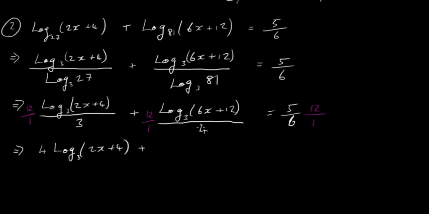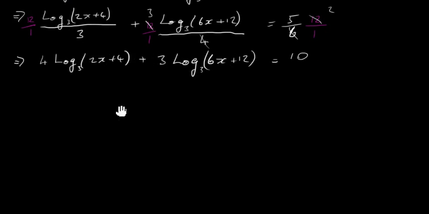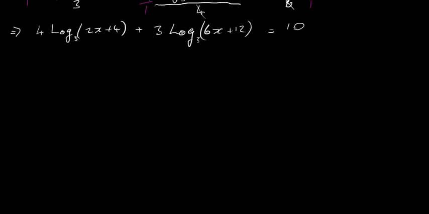Over here, this 4 will divide into this 12 3 times. So I end up with 3 times log 6x plus 12. That's to the base 3. Over here, this 6 will divide into this 12 twice, so 2 5s then give me 10. So now I've gotten rid of the fractions, and I just have the one base 3. So we're getting there anyway. So let's move this up here a little bit again and continue on.